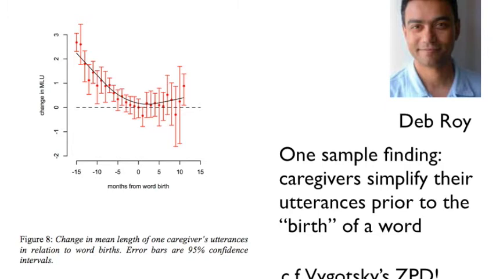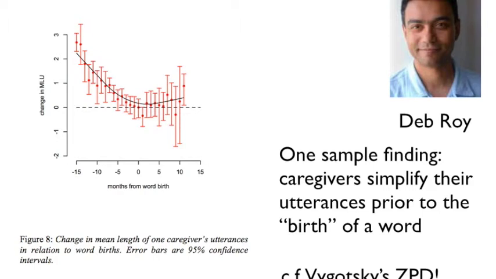And the word truck is born on a different day at a different time. What Deb was able to do on the basis of this kind of data is, for several hundred words, go in, find the moment that each word is born. Call that zero. And look at sentences that contain that word for the few months before and the few months after the birth of the word. Now, zero means a different thing for each word. So truck is born on a different day from water. But we can align all our data at the point at which the word is born.